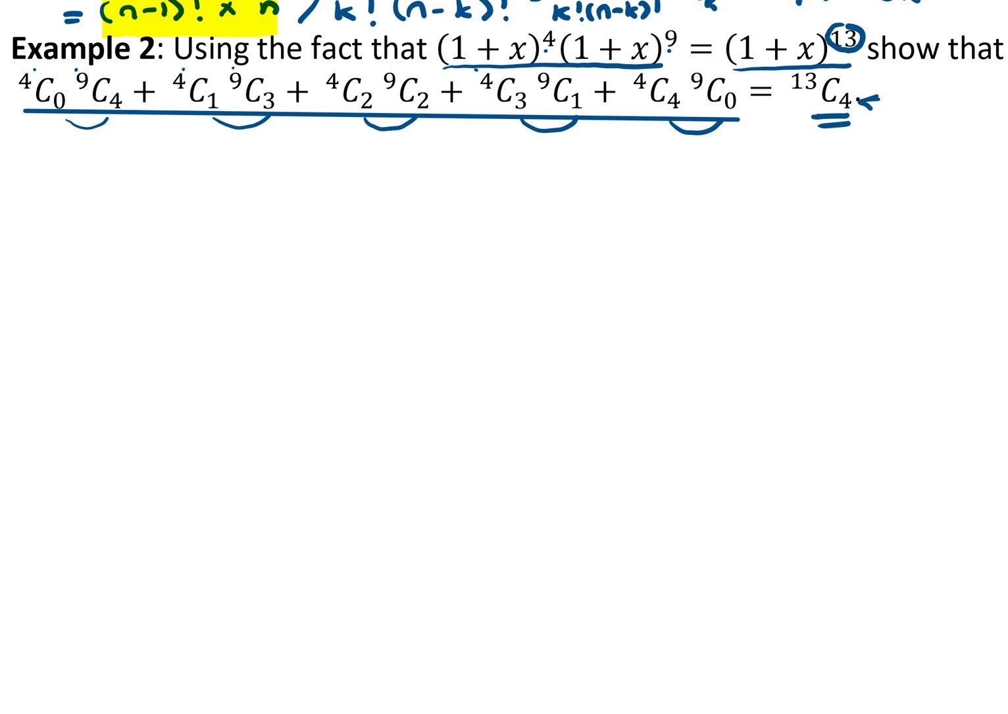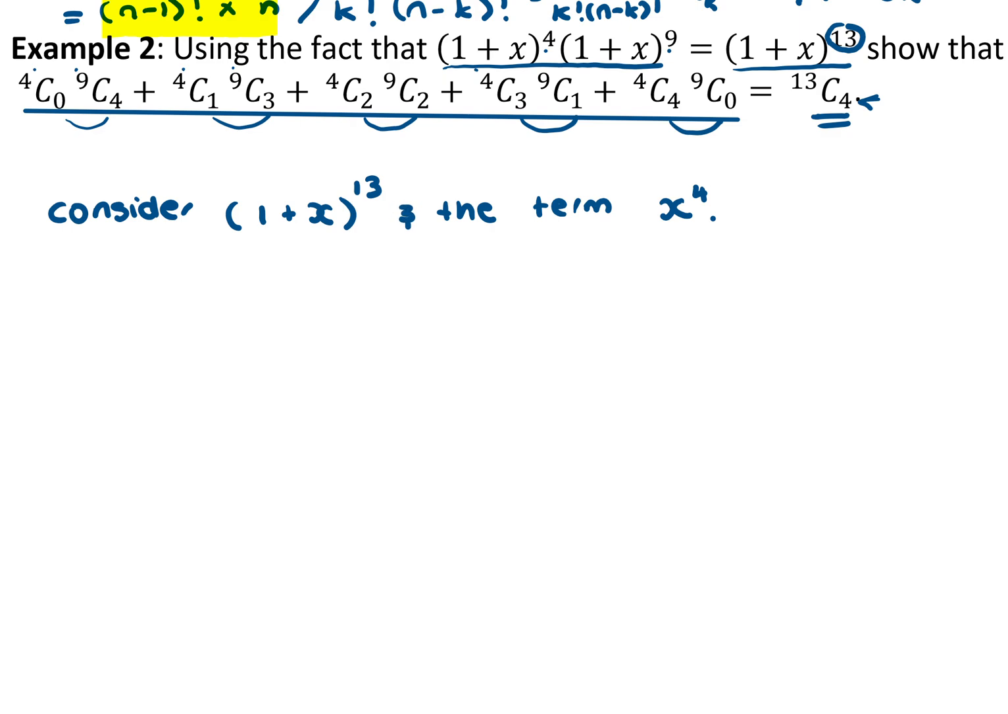So there's a lot of things that add to make 13 and a lot of things that add to make 4. So where do we start? I'm going to start with the simple side, 1 plus x to the power of 13. How would I get 13C4 out of that? Well, I would be looking at the term involving x to the power of 4. That's how I'd get 13C4.